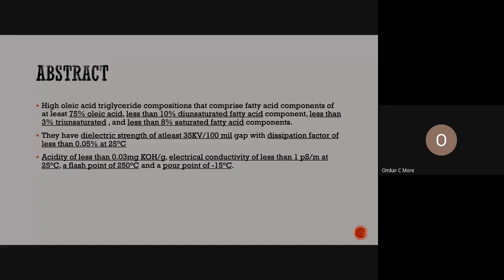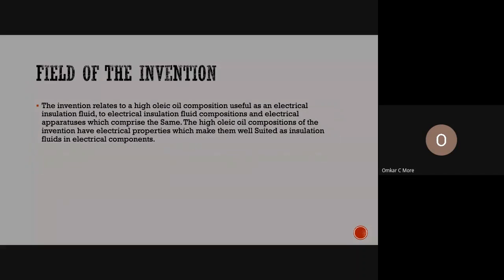percent at room temperature, acidity of less than 0.03 milligrams of KOH, and electrical conductivity of less than 1 picosiemens per meter at 25 degrees Celsius, a flash point of 250 degrees Celsius, and a pour point of minus 15 degrees Celsius. So the field of invention relates to the electrical insulation fluid. This invention relates to high oleic acid compositions to be used as electrical insulation and in various other electrical apparatus.